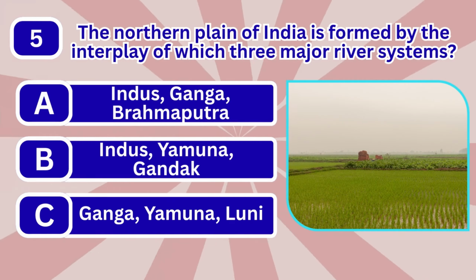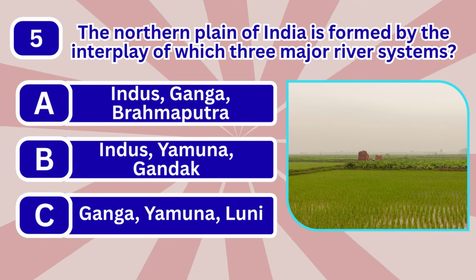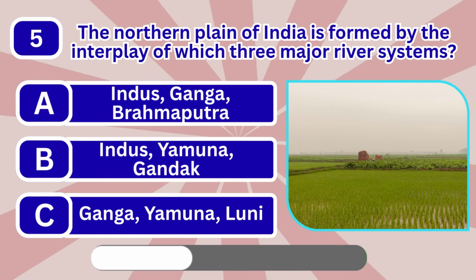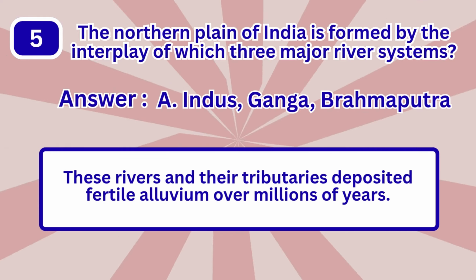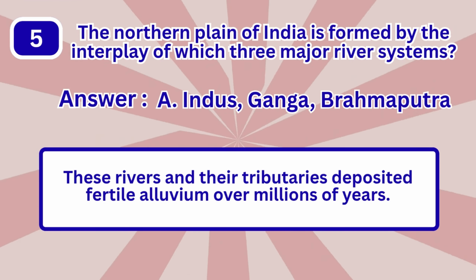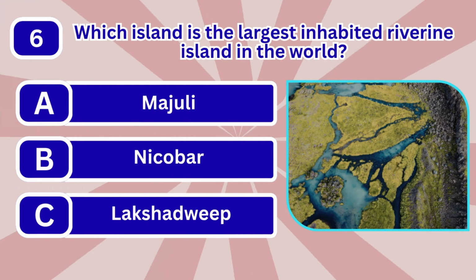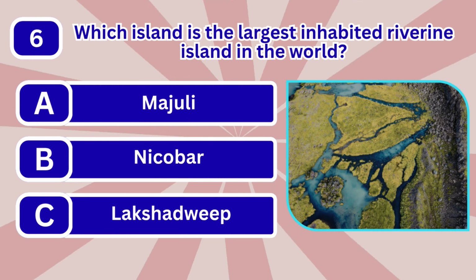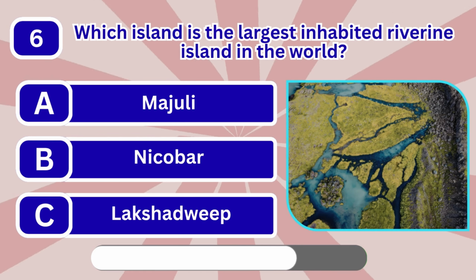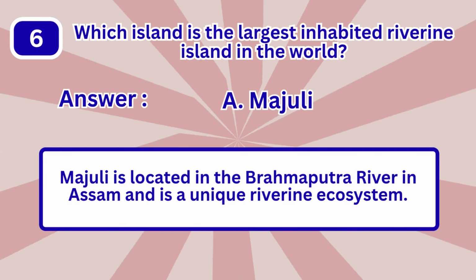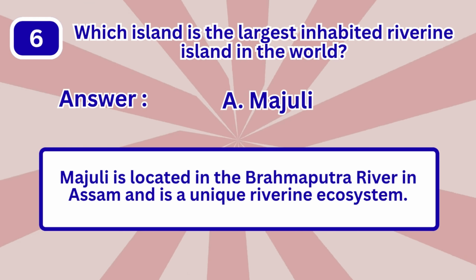The northern plain of India is formed by the interplay of which three major river systems? Indus, Ganga, Brahmaputra. Which island is the largest inhabited riverine island in the world? Answer is A. Majuli.